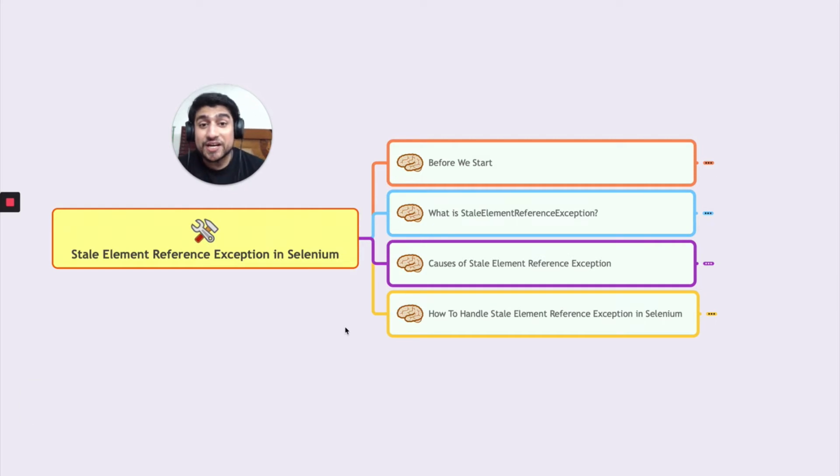Guys, in this video, we are going to discuss how to deal with stale element reference exception in Selenium. This is one of the important exceptions in Selenium, and I have taken more than 200 interviews and people are still confused about it. In this video, I'm going to show you step by step what it is and how to handle it properly using code. If you're excited, let me know and let's get started.